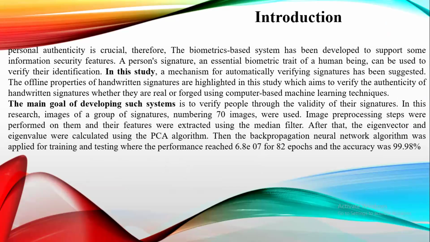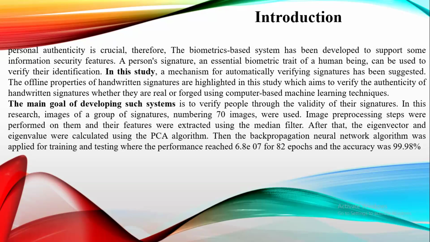Personal authenticity is crucial. Therefore, biometrics-based systems have been developed to support information security features. A person's signature, an essential biometric trait of a human being, can be used to verify their identification. In this study, a mechanism for automatically verifying signatures has been suggested. The offline properties of handwritten signatures are highlighted, which aims to verify the authenticity of handwritten signatures, whether they are real or forged, using a computer-based machine learning technique. The main goal of developing such a system is to verify people through the validity of their signature.